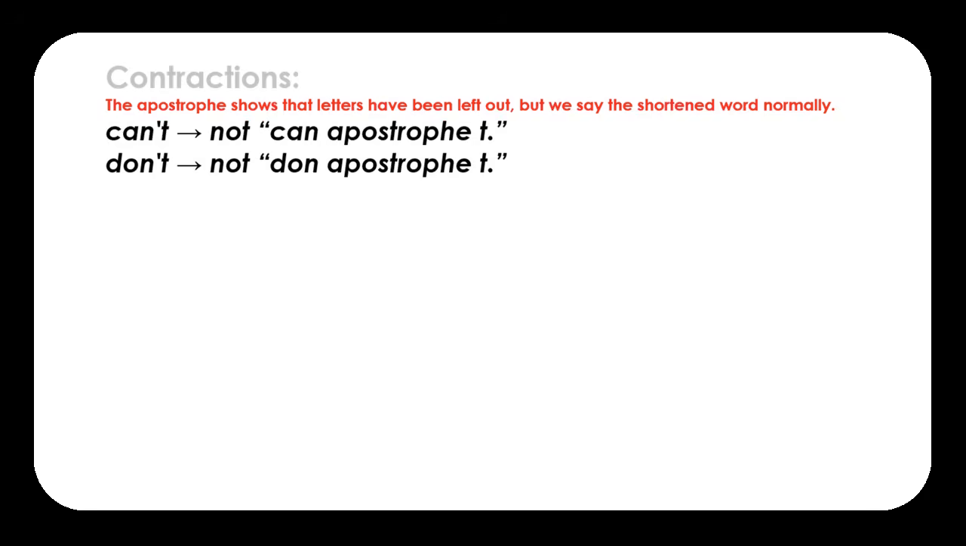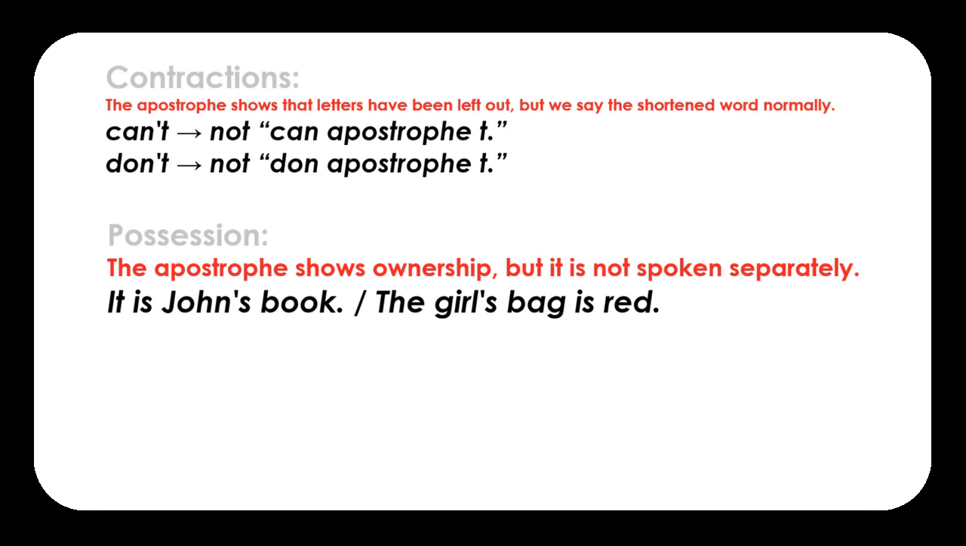We say don't. Used to show possession, the apostrophe shows ownership, but the reader does not say it separately or pause at the apostrophe. The word is read naturally as part of the sentence. For example, it is John's book. And, the girl's bag is red.